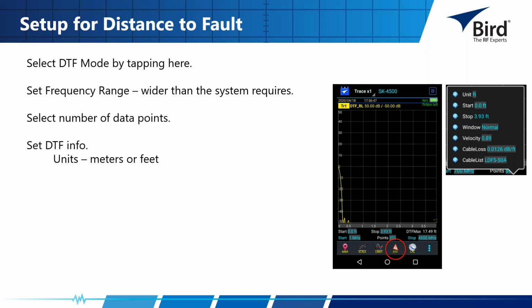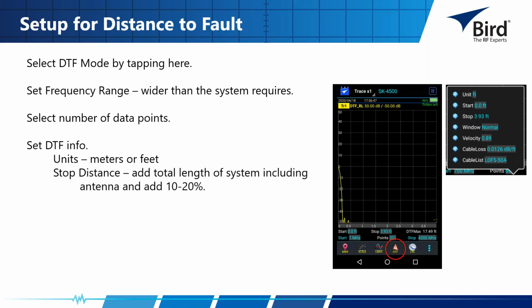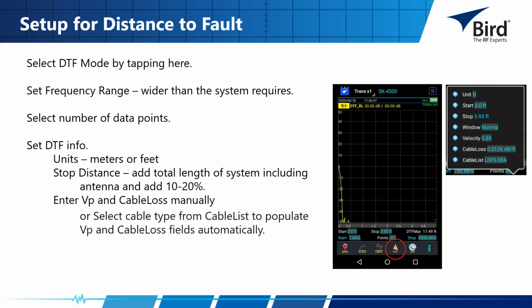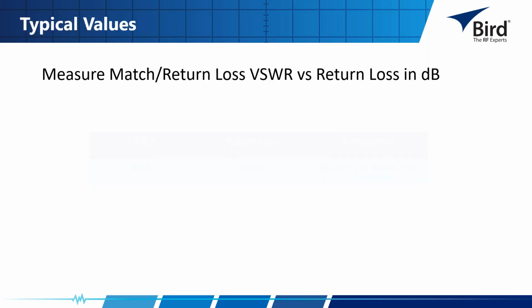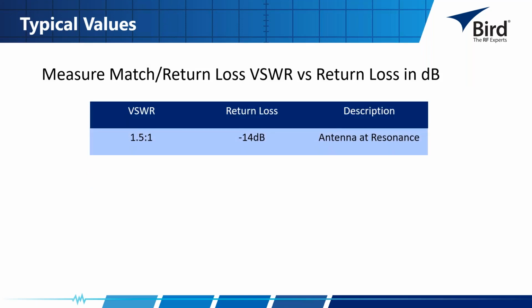Set your units. You can have meters or feet. Set your stop distance. Add total length of the system, including the antenna, and add 10 to 20%. Enter the velocity of propagation and cable loss manually, or select the cable type from the cable list to populate velocity of propagation and cable loss fields automatically. Then calibrate. It's very important you do the calibration process.